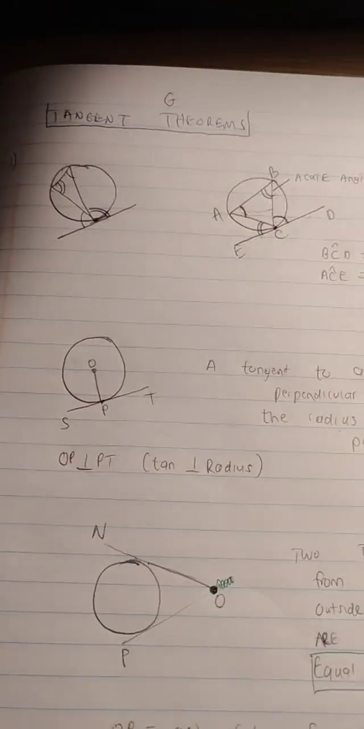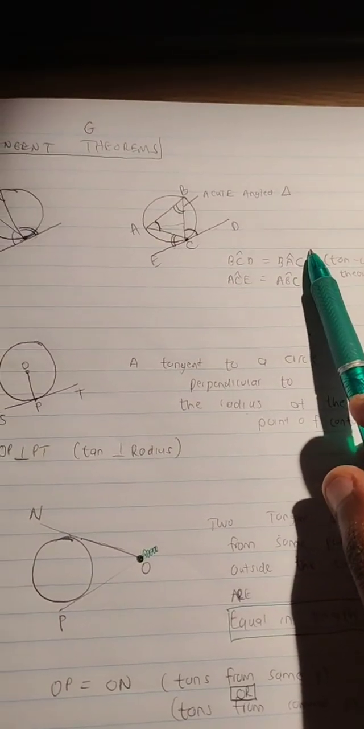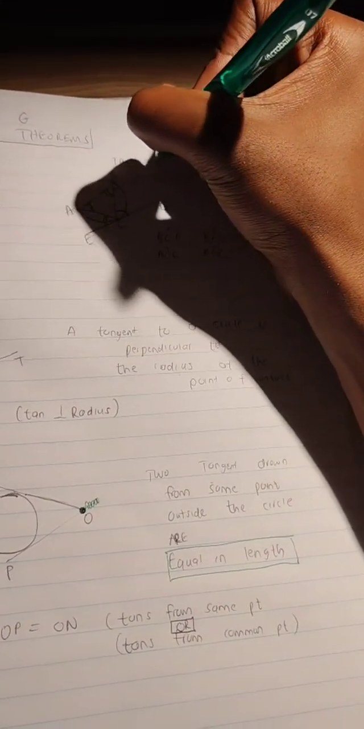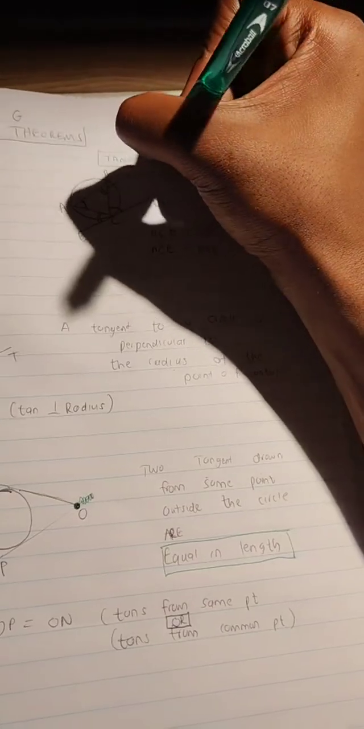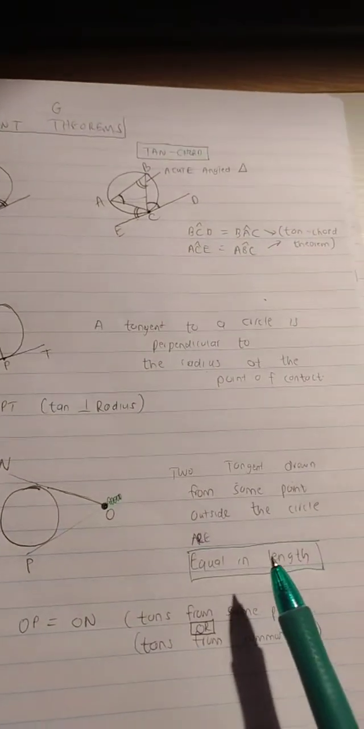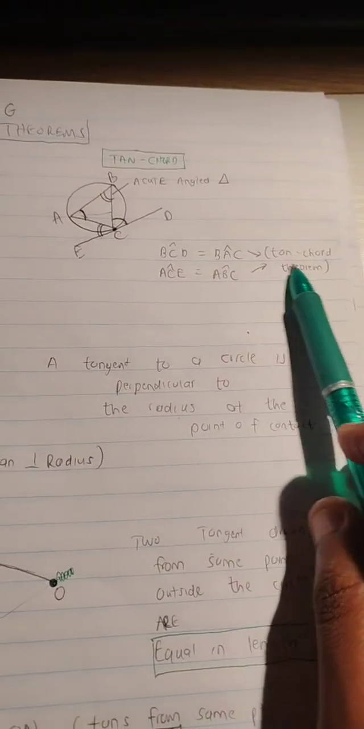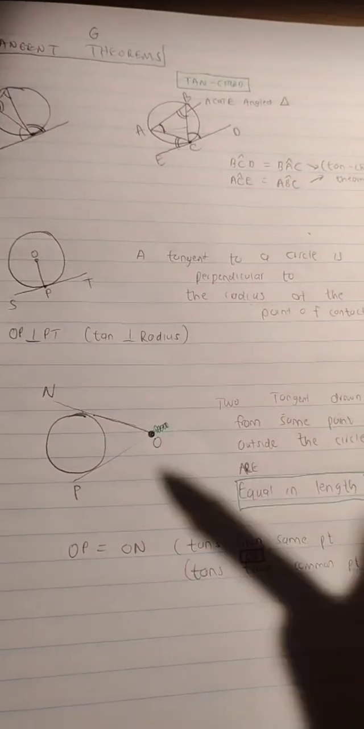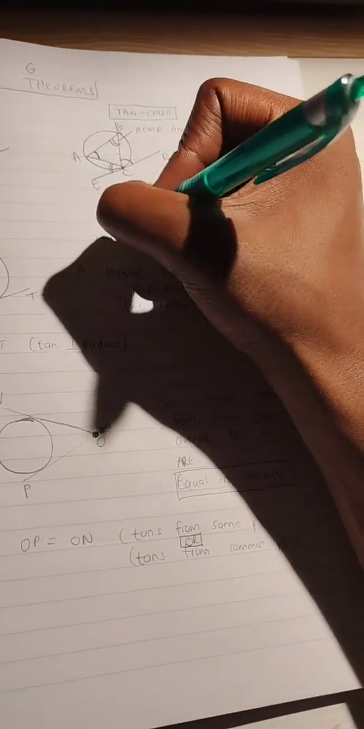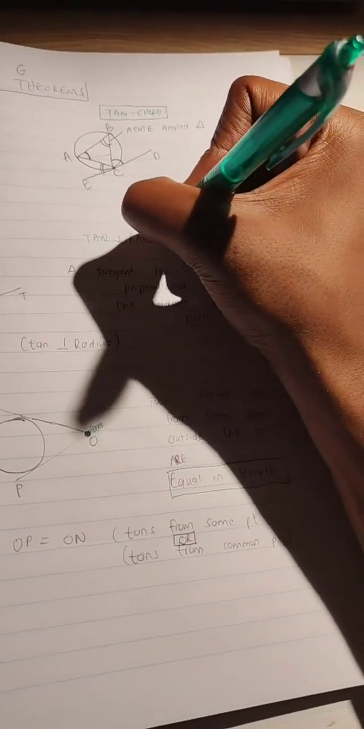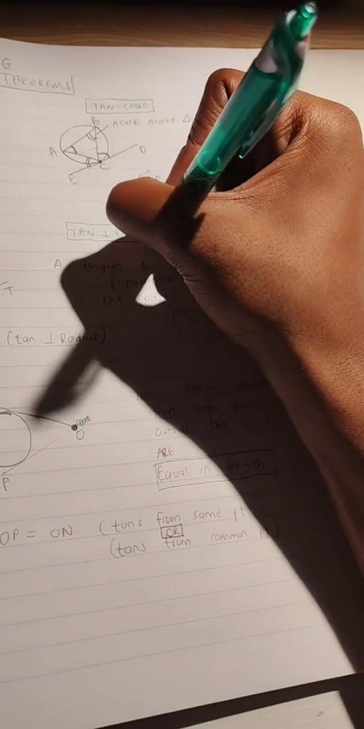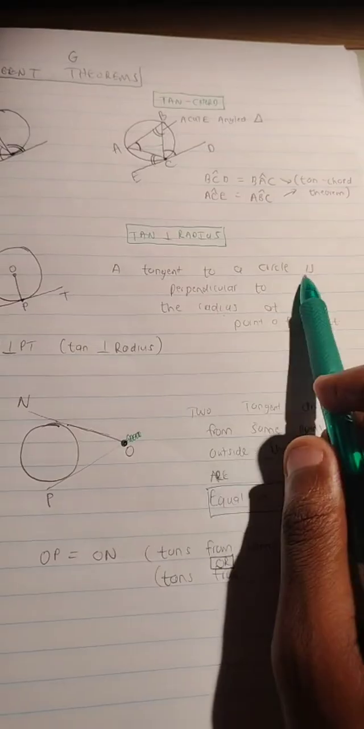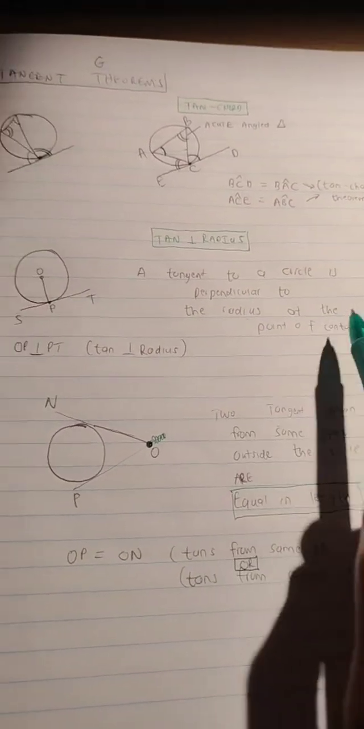There they are. That is the first one. The tan chord theorem, this one. Tan chord, meaning the tangent chord, the relationship between the tangent and the chord. And the acceptable reason we use, both for an acute and an obtuse angle triangle. Then here we have the tangent perpendicular to the radius. Take note of the statement of the theorem. A tangent to a circle is perpendicular to the radius at the point of contact.